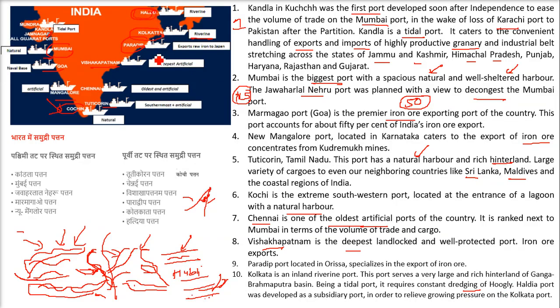Then this is Haldia. Haldia port was developed as a subsidiary port in order to relieve the pressure at Kolkata. The way Nhava Sheva was made out of Mumbai, the same is true for Haldia, to ease the pressure on Kolkata. So this is about the seaports in India.